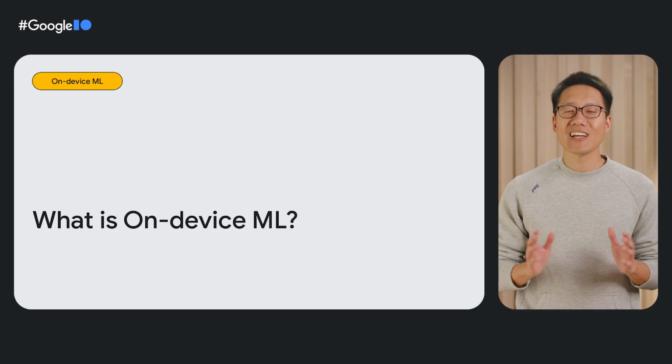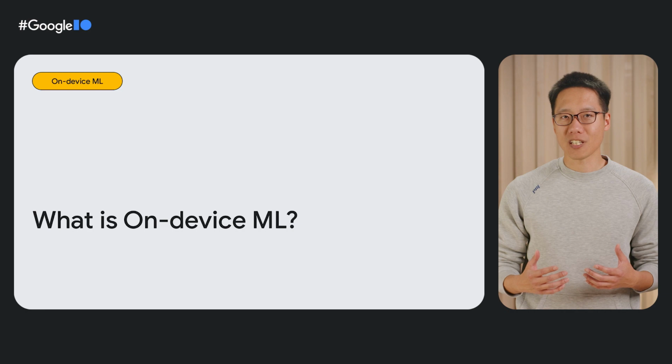I'll start with showing you what MediaPipe is and how you can use MediaPipe to integrate on-device machine learning into your applications in just a few lines of code. Then I'll wrap up with a sneak peek of our future plan, such as our exploration into on-device generative AI. Let's get started. So, what is on-device machine learning?